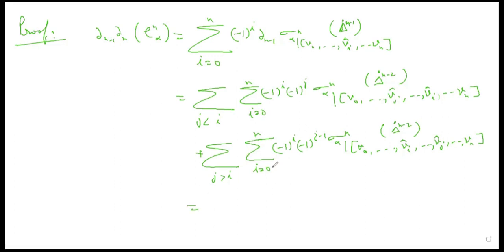So using a similar argument as before, this is going to be 0. So you can change the roles of i and j here, and then we have 0.